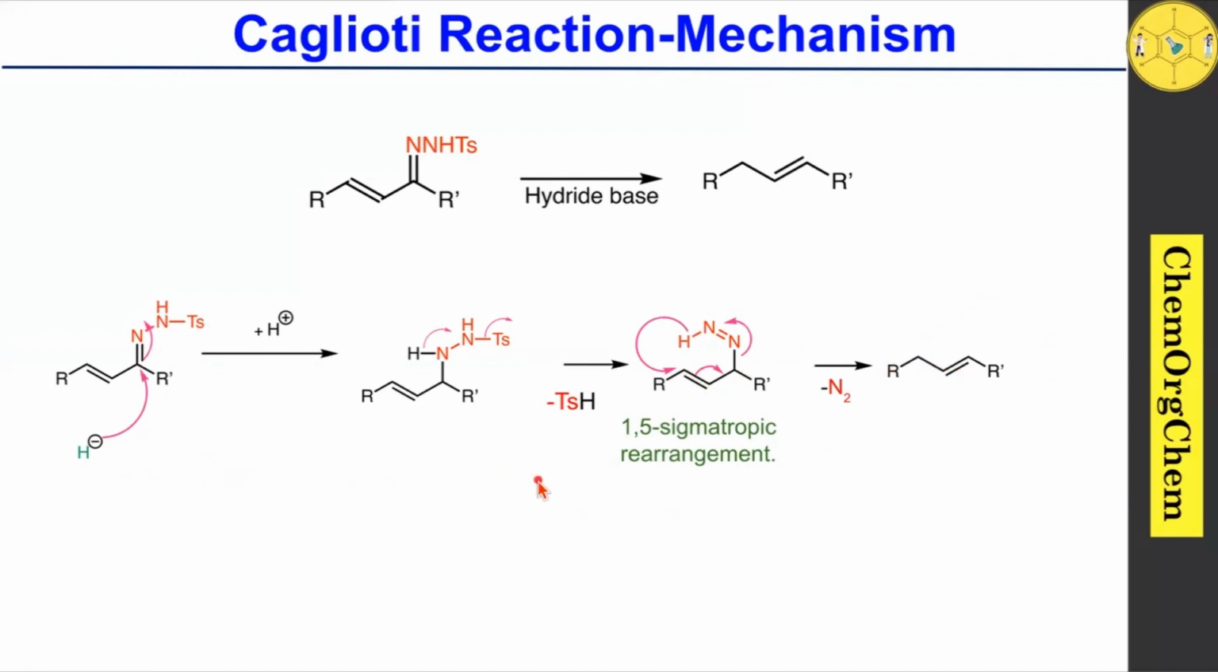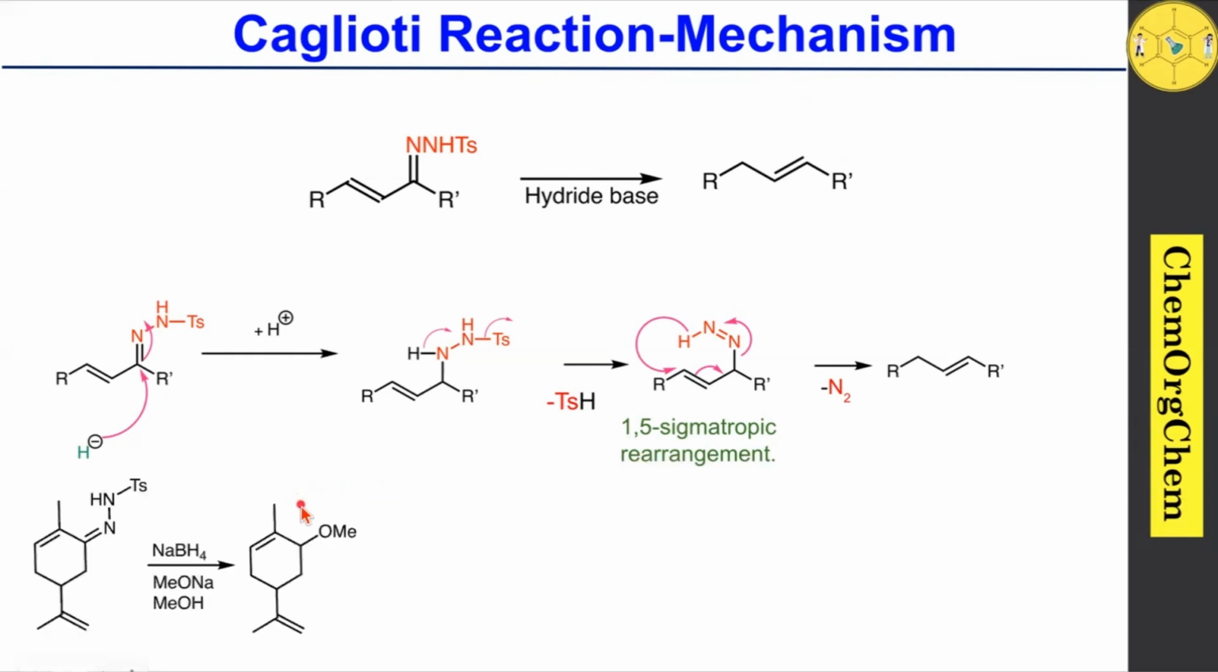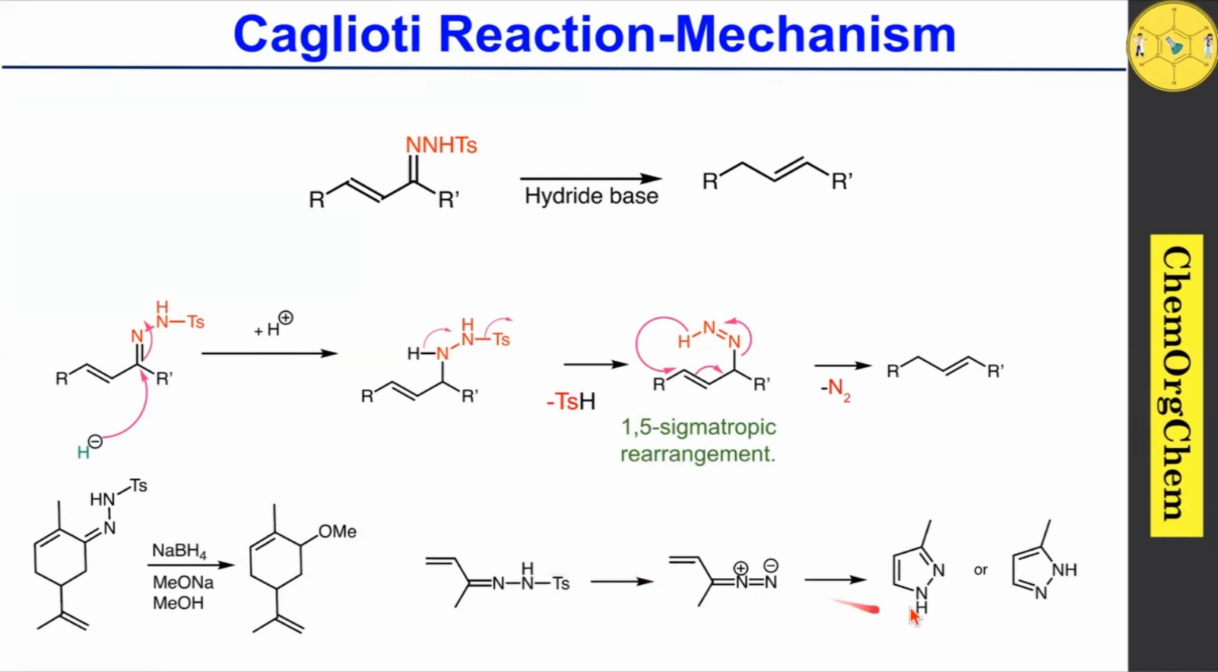However, this reaction also has some disadvantages. For example, we need to conduct this reaction under basic conditions. When we conduct this reaction under basic conditions, sometimes we observe some side products. For example, when we treat this tosyl hydrazone with sodium borohydride under basic conditions, that usually produces this type of substitution product. Especially in the case of alpha-beta unsaturated tosyl hydrazones or aromatic tosyl hydrazones, sometimes that may produce this pyrazole type of product by a 3+2 cycloaddition reaction.